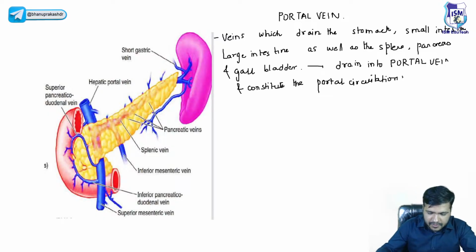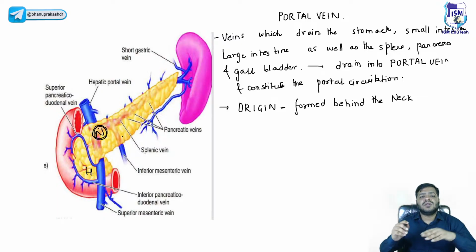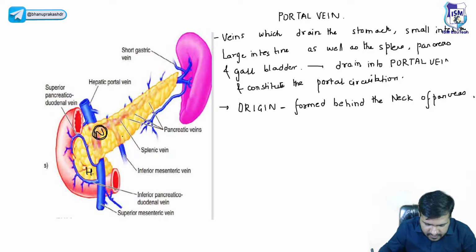Okay. So now portal vein, it is formed. What is the origin of the portal vein? Remember, it is formed behind the neck of the pancreas. बेटा देखो, ये head part है और ये neck part है. So portal vein is formed behind the neck of the pancreas. If you can just see the picture over here, beta, it is formed behind the neck of the pancreas.